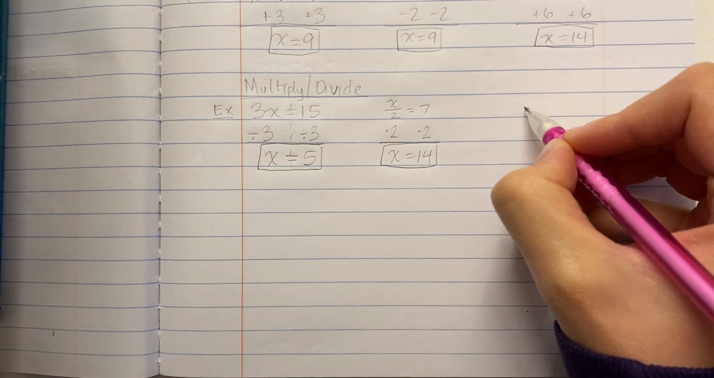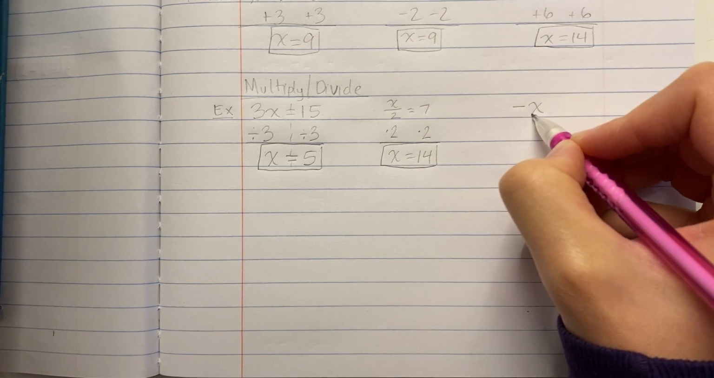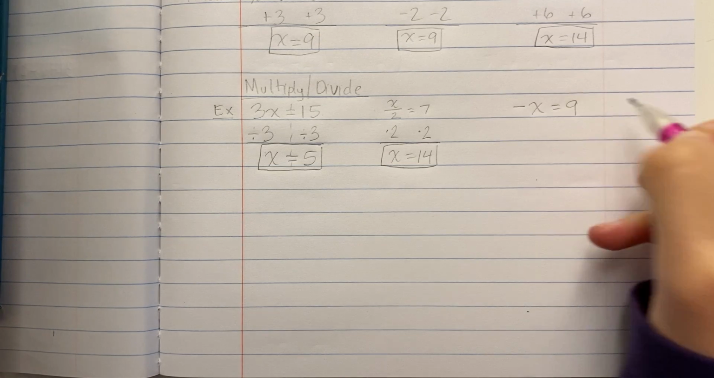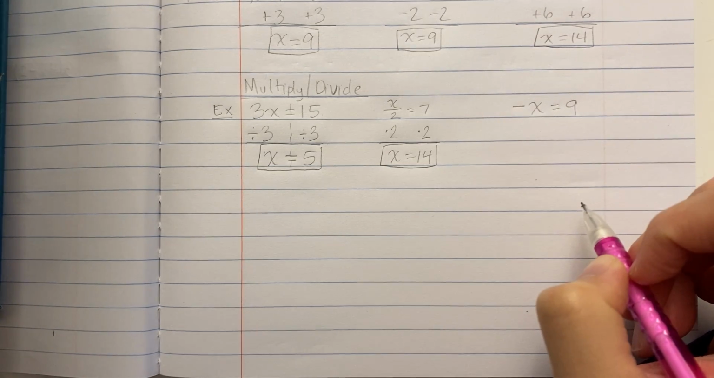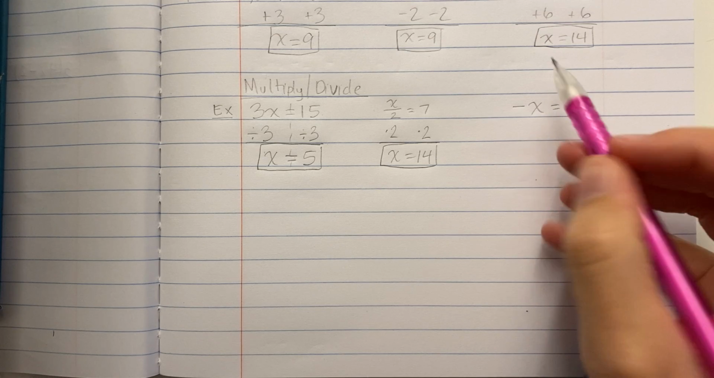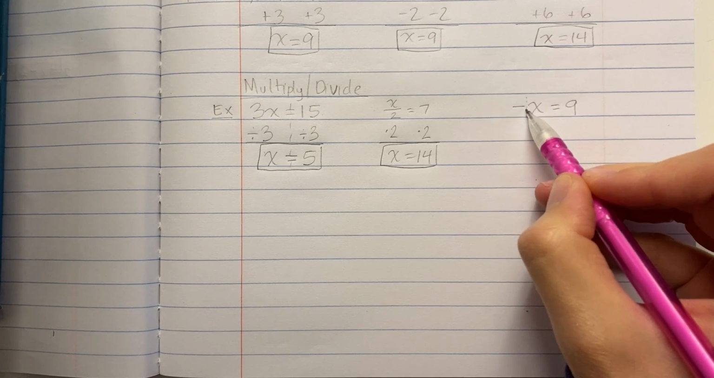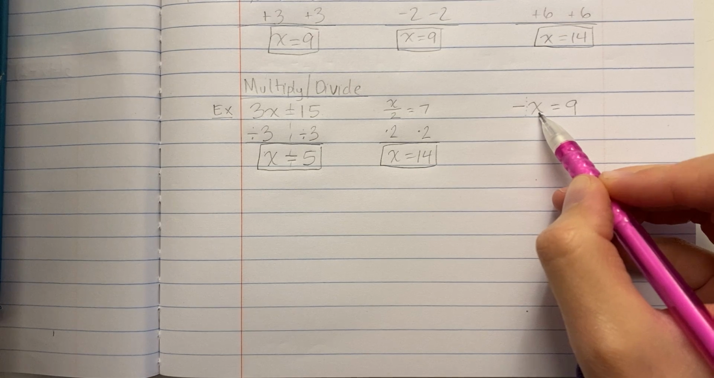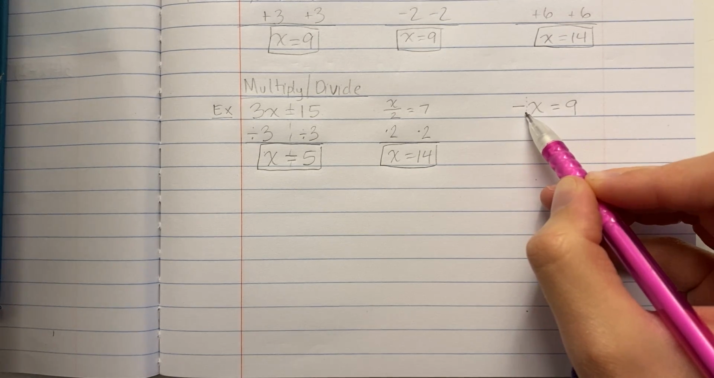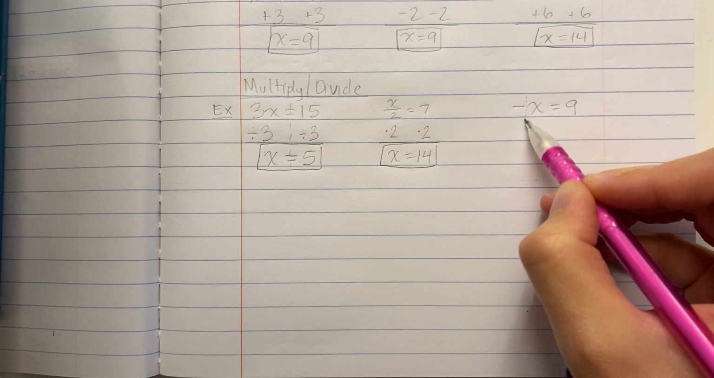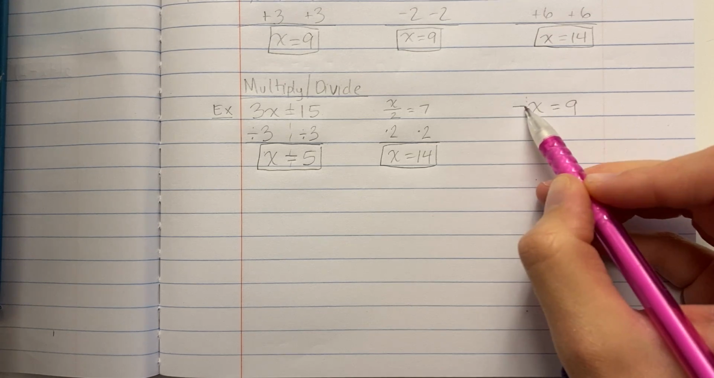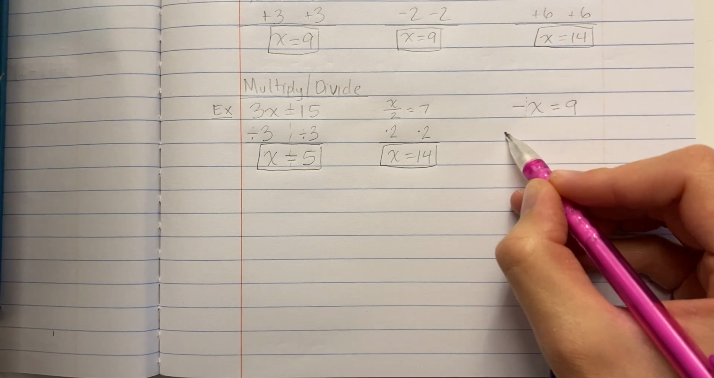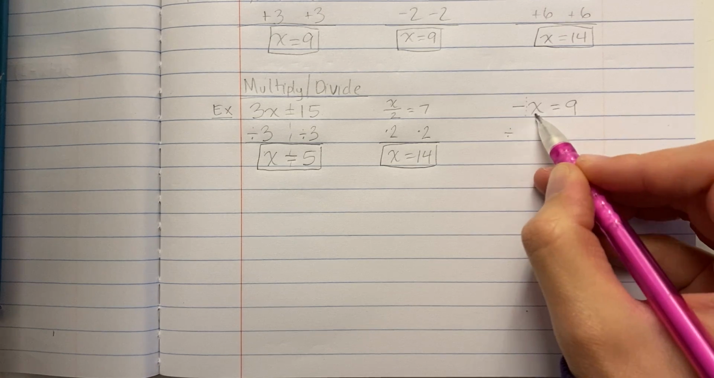Okay, and finally, what about this one? What's happening here? Well, there is a negative sign here. This is a negative 1 that's being multiplied by x. So what's happening to x? It's being multiplied by negative 1, right? There's a number right next to an x, so it's being multiplied. And in this case, it's being multiplied by a negative number. So I'm going to divide. It's being multiplied by negative 1.